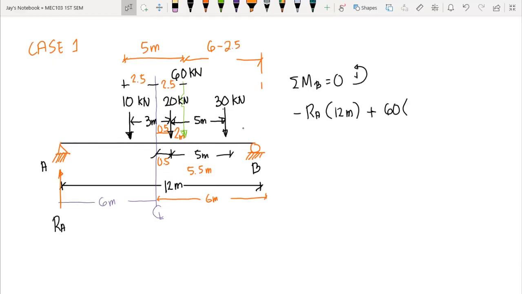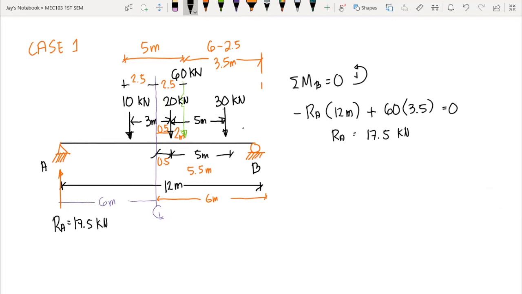Okay, and this is 3.5 meters. So we have 3.5 meters. And this equals to 0. So our RA here is 17.5 kilonewton. So we have RA, which is 17.5 kilonewton.